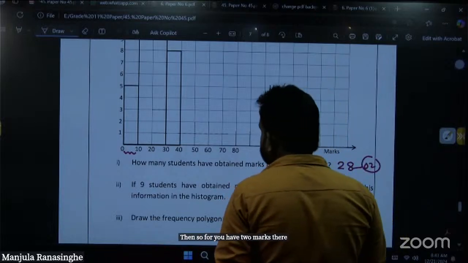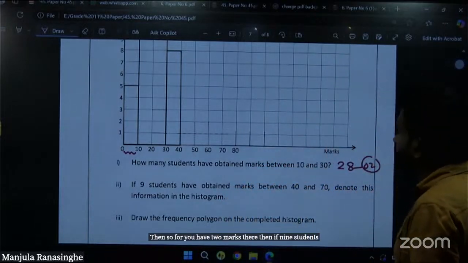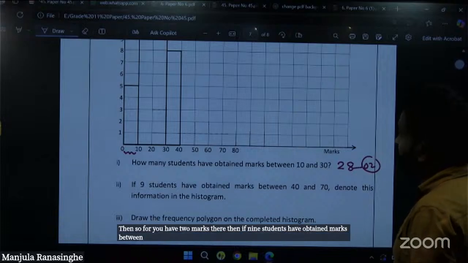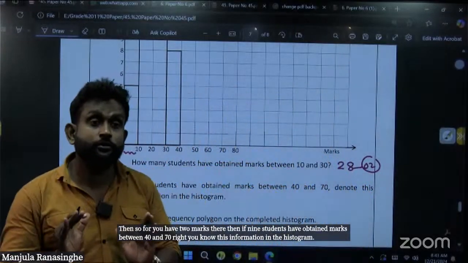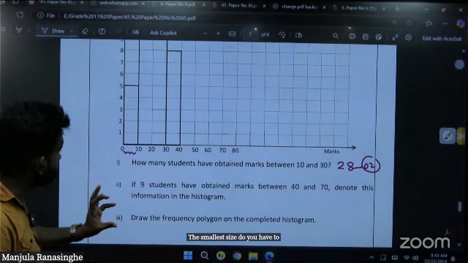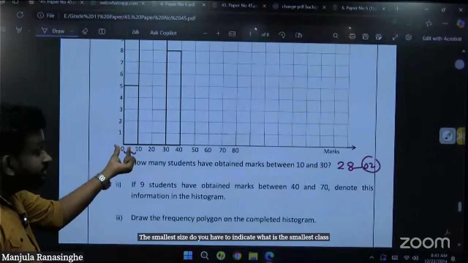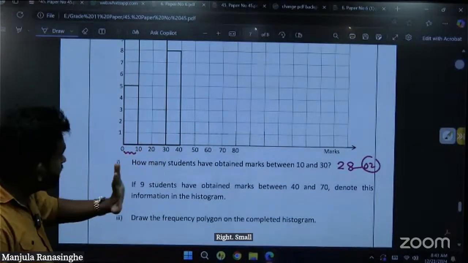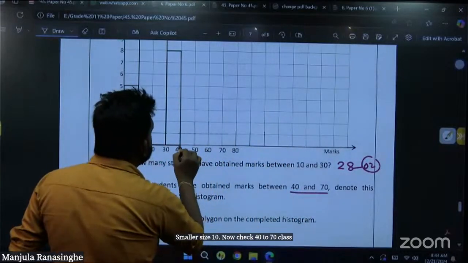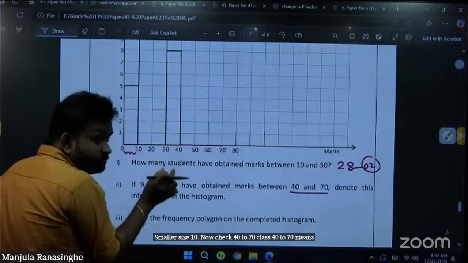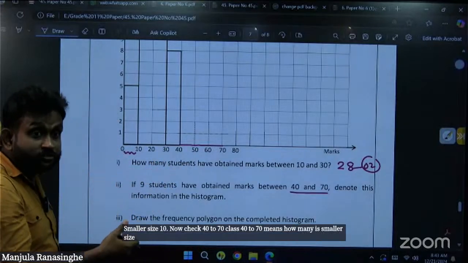Then, if 9 students have obtained marks between 40 and 70, denote this information in the histogram. What is the smallest class size you have to indicate? The smallest class size is 10, right? Now check the 40 to 70 class. How many times is it than the smaller size?